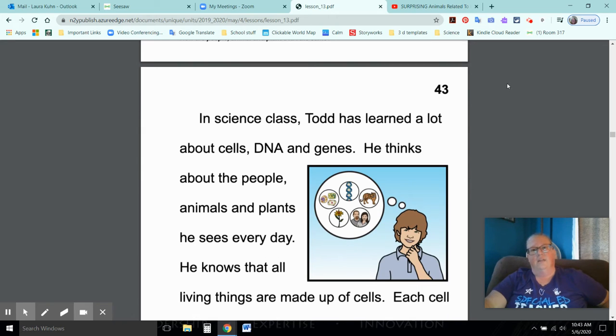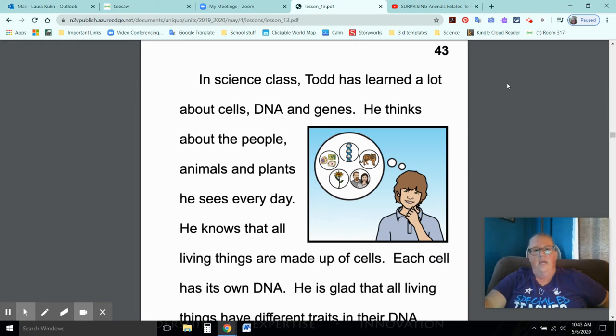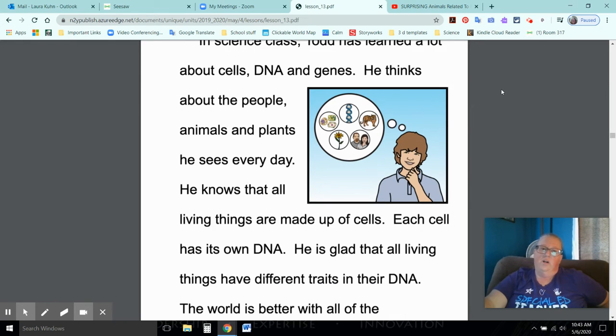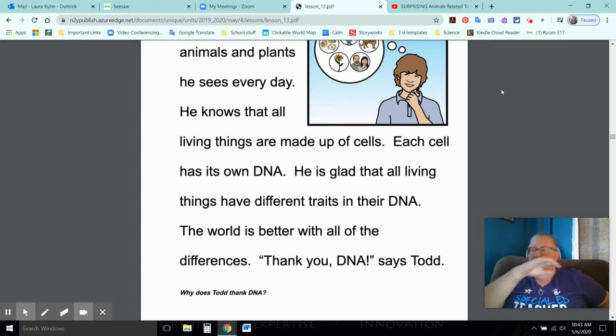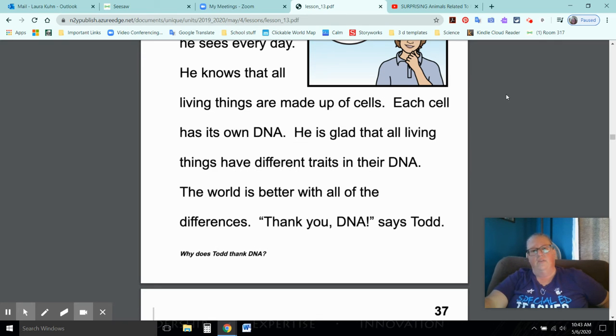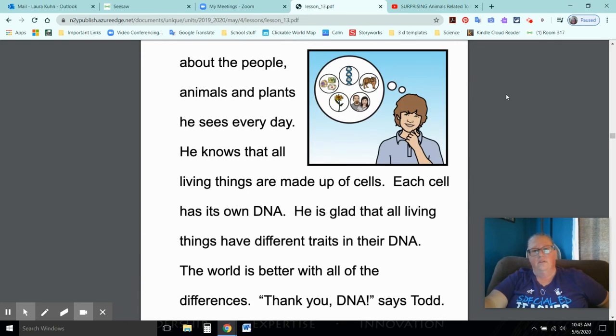In science class, Todd has learned a lot about cells, DNA, and genes. He thinks about the people, animals, and plants he sees every day. He knows that all living things are made up of cells. Each cell has its own DNA. He is glad that all living things have different traits in their DNA. The world is better with all the differences. "Thank you, DNA," says Todd.